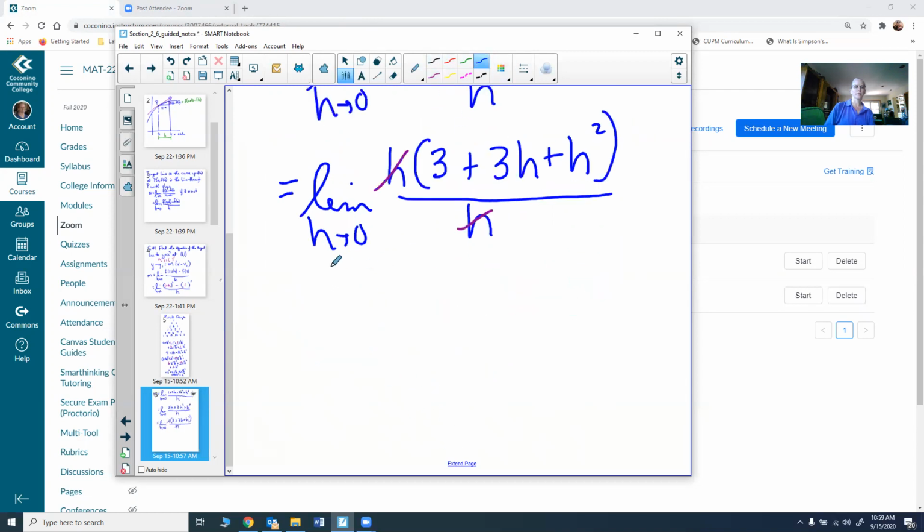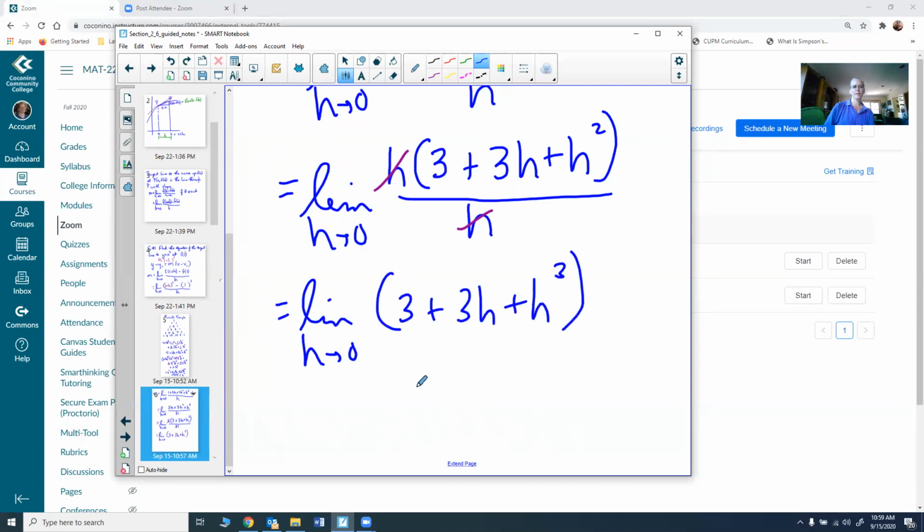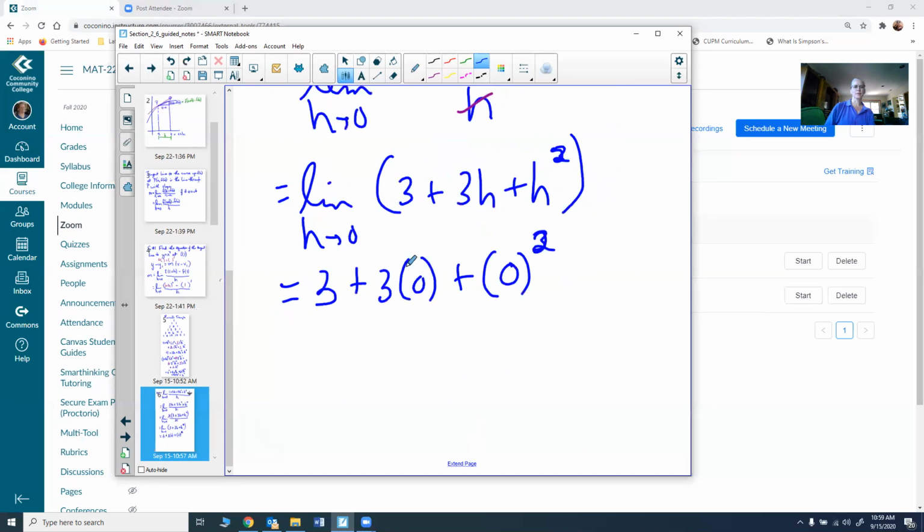I end up with the limit, as h goes to 0, of 3 plus 3h plus h squared. And this is now where we get to use our limit laws. The limit of a constant is just the constant. The limit of 3h means I just put 0 in for h. The limit of h squared means I put 0 in for h. And then I get 3 plus 0, or 3. So I now know my slope is 3.